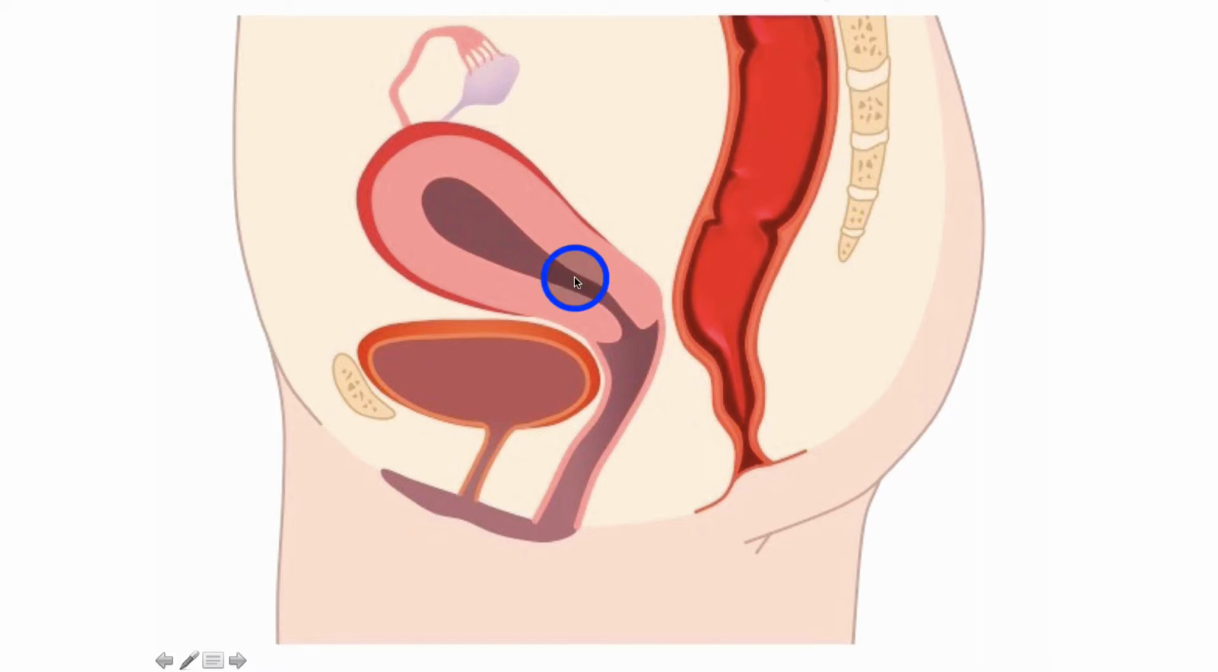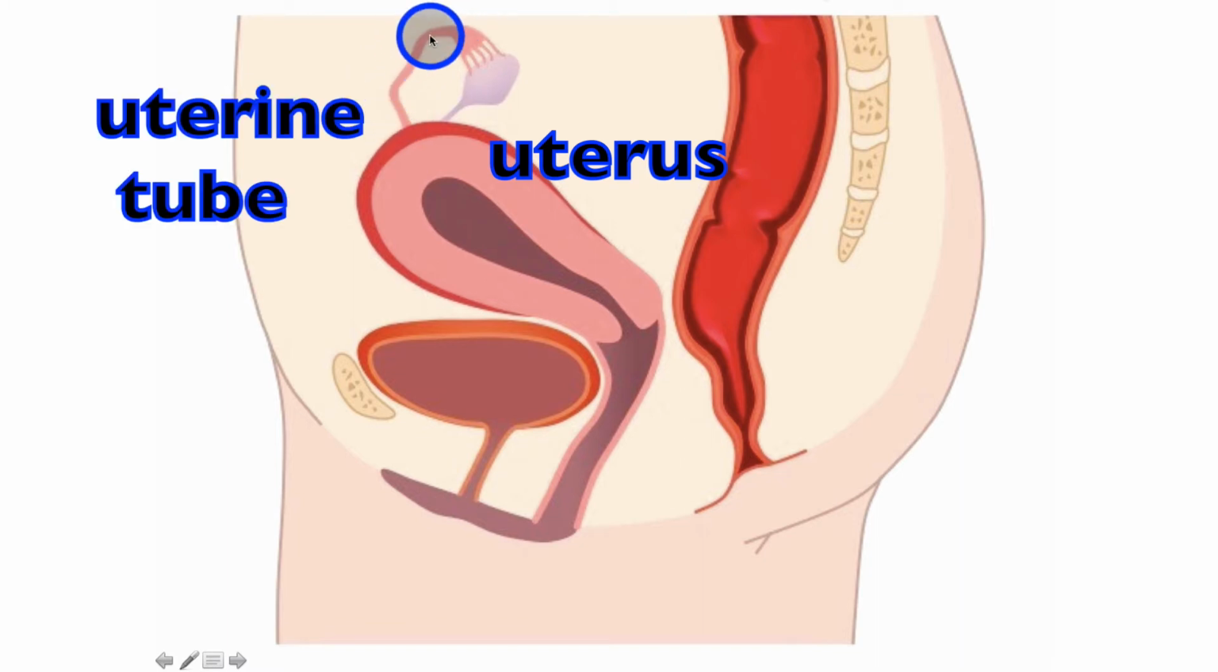As far as reproductive structures in this picture, we have the uterus, the uterine tube, otherwise known as the fallopian tube or the oviduct. This right here is an ovary. That's a primary sex organ in females that releases eggs. The egg will get released from the ovary and then proceed down the uterine tube to the uterus. And we'll go into detail on the uterus and the fallopian tube in the subsequent video.